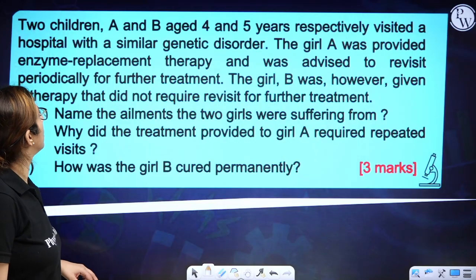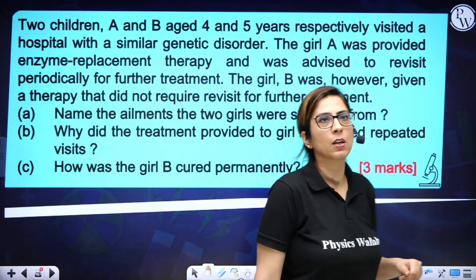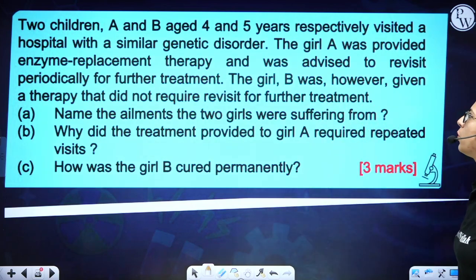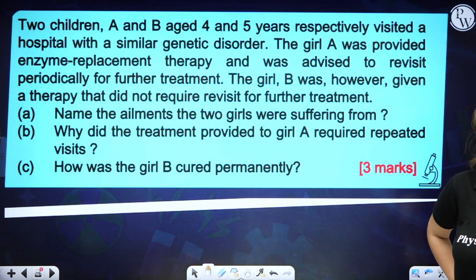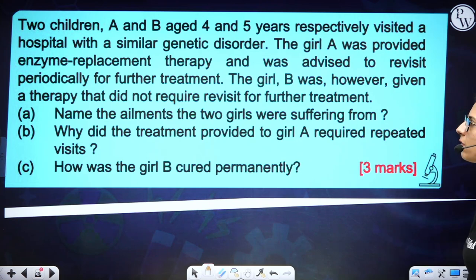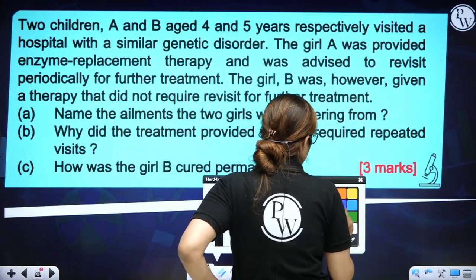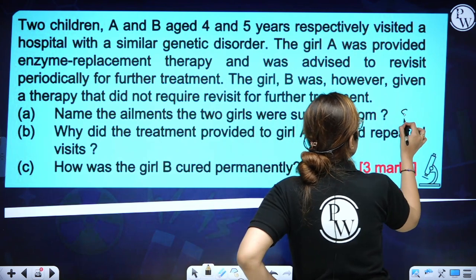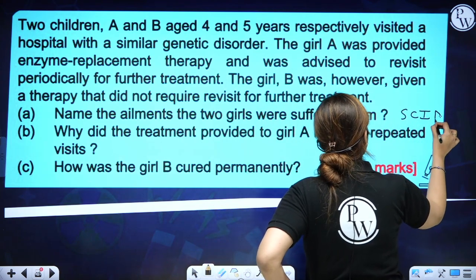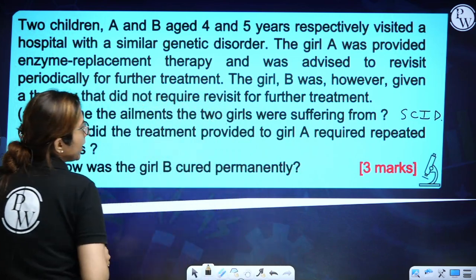Clear, buddies? Now, next question is: two children A and B, aged 4 and 5 years respectively, visited a hospital with a similar genetic disorder. Girl A was provided enzyme replacement therapy and was advised to revisit periodically for further treatment. Girl B was, however, given a therapy that did not require revisit for further treatment. Name the ailment the two girls were suffering from. So basically, they were suffering from SCID, severe combined immunodeficiency.